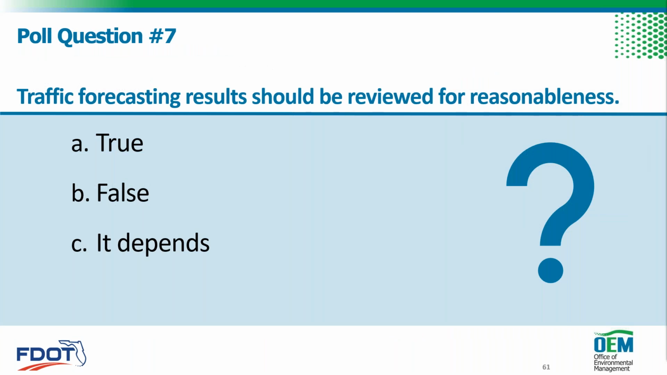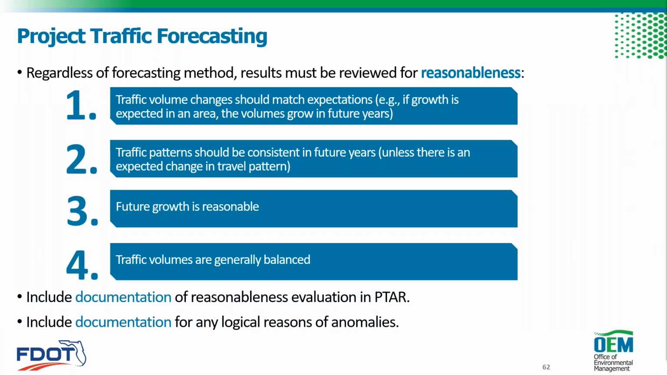All right, I think we'll also skip the Mentimeter question for this because I hope everybody on this call would get this question right. But the question is, traffic forecasting results should be reviewed for reasonableness. True, false, or it depends? And I really hope everybody would answer A, true. They should always be reviewed for reasonableness.